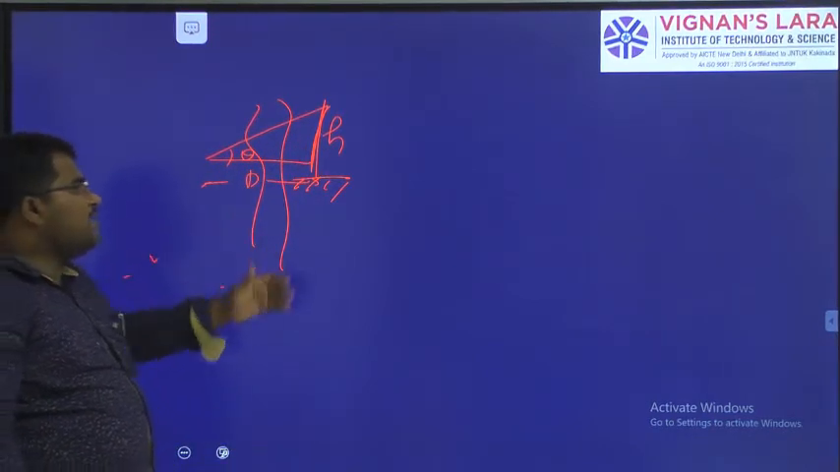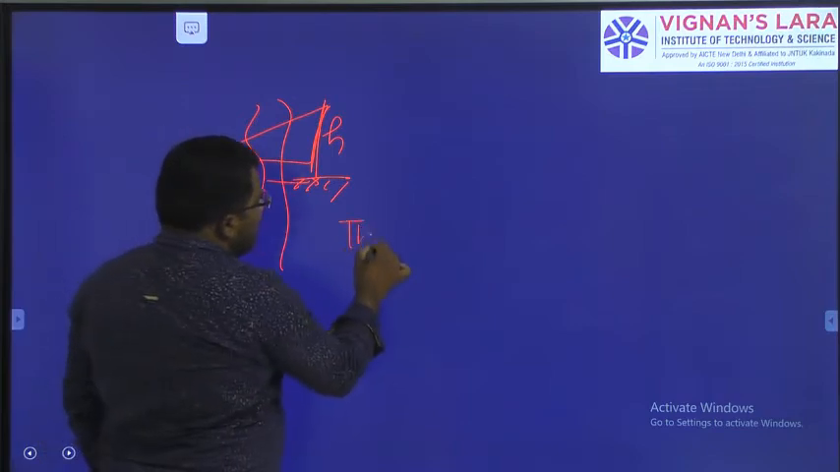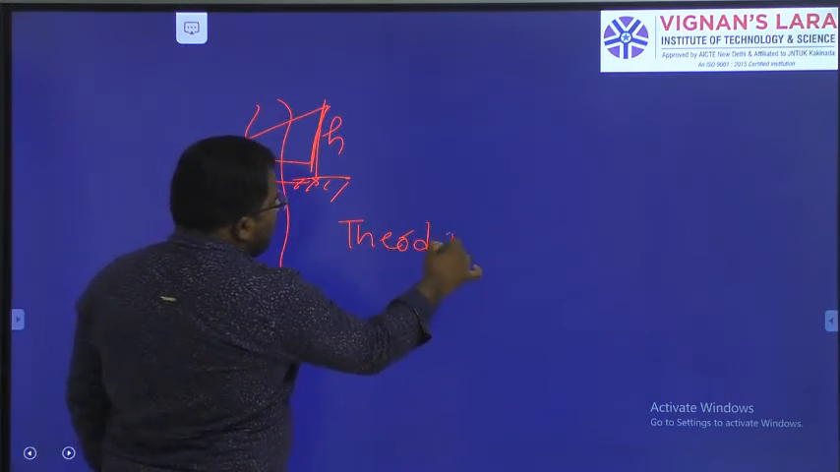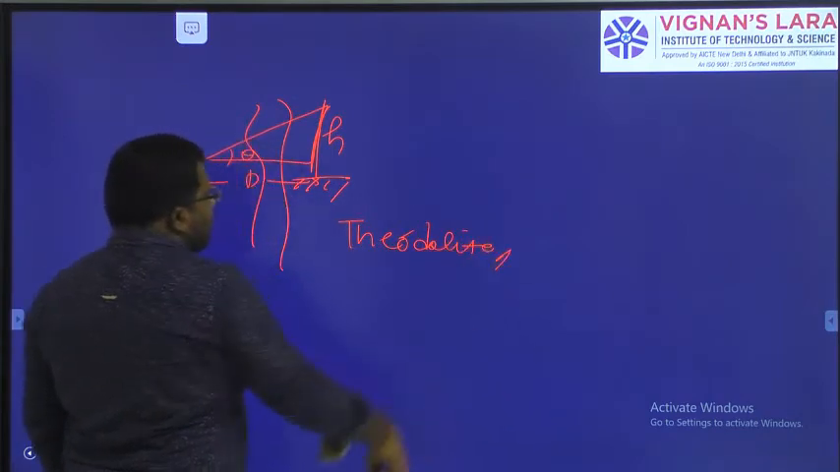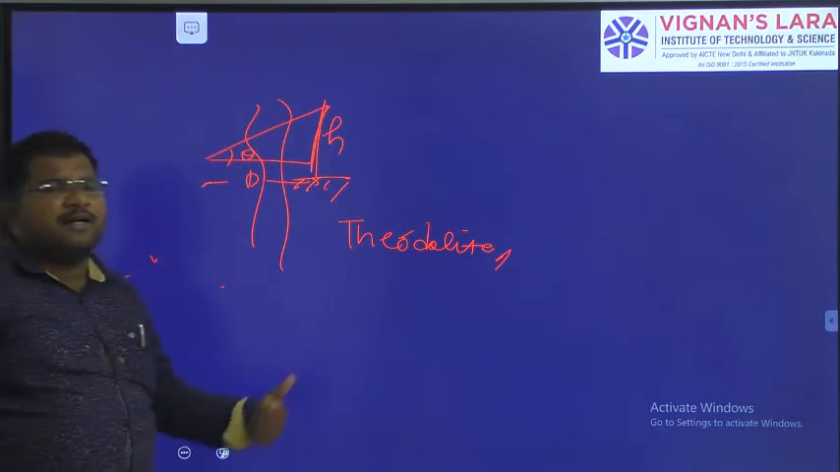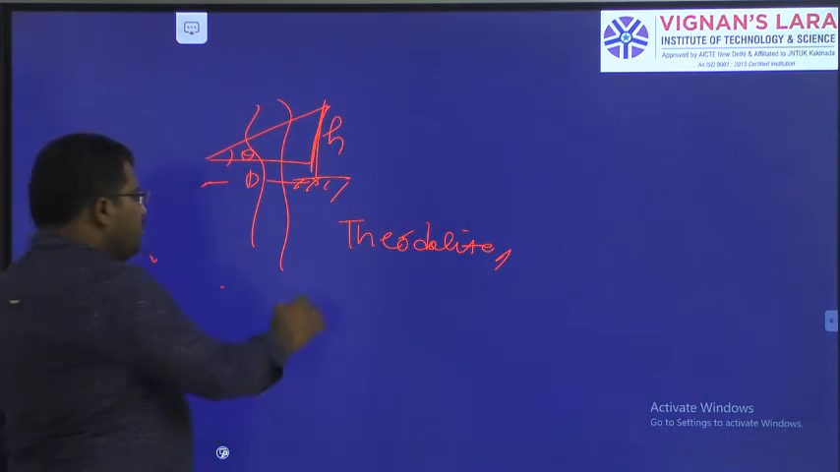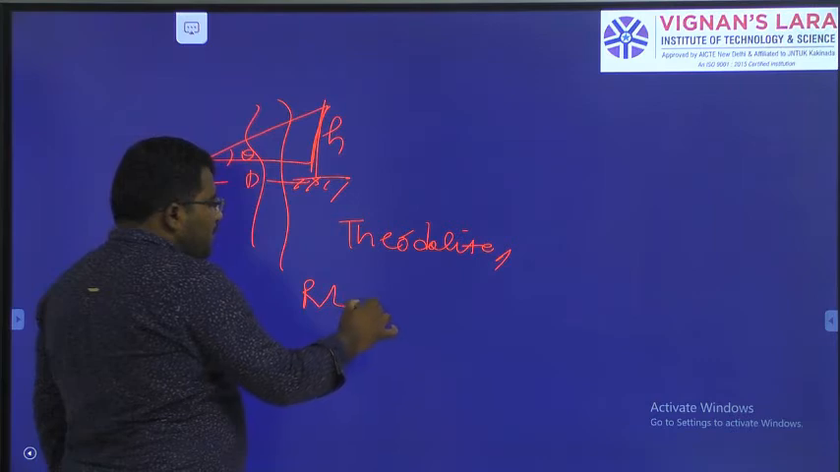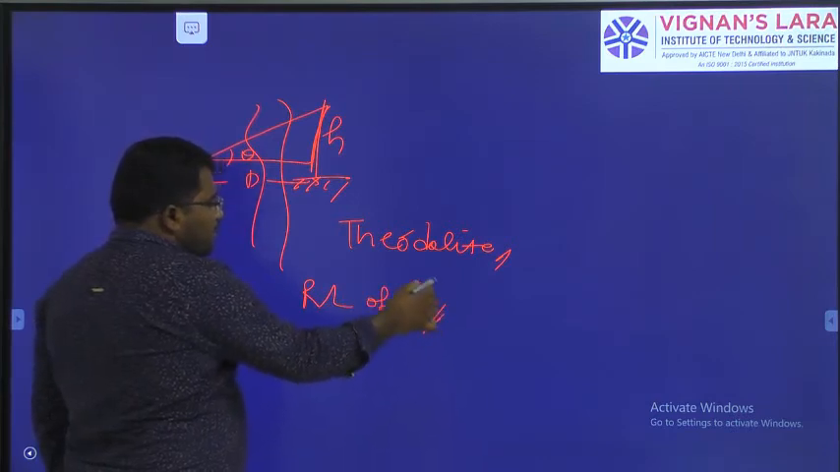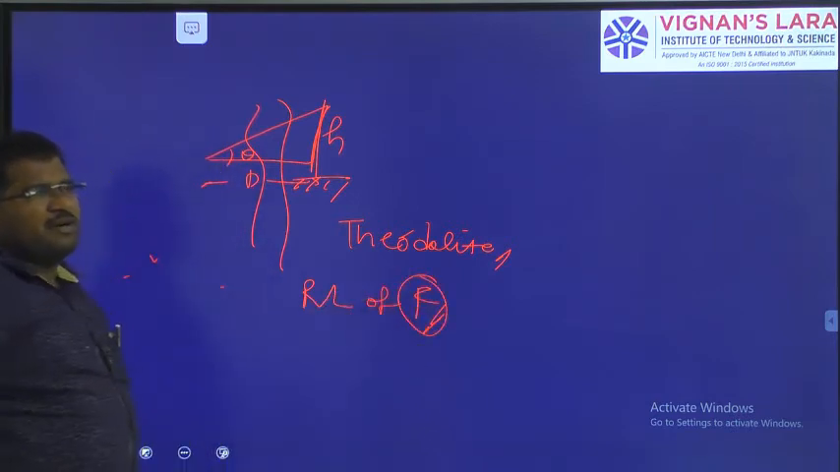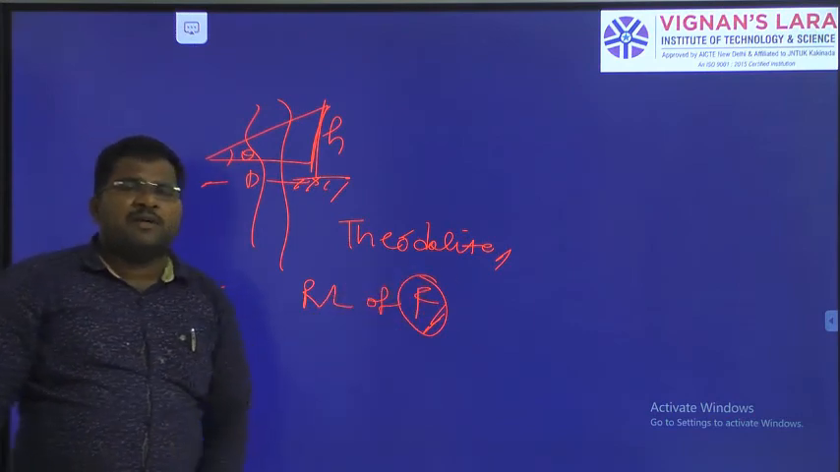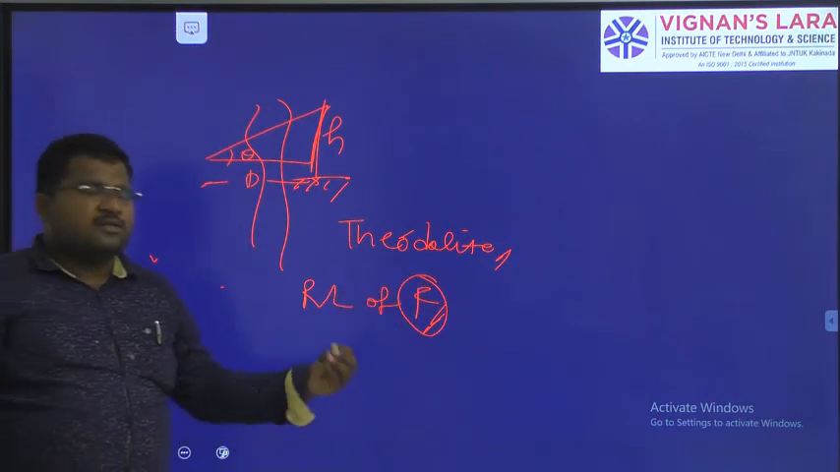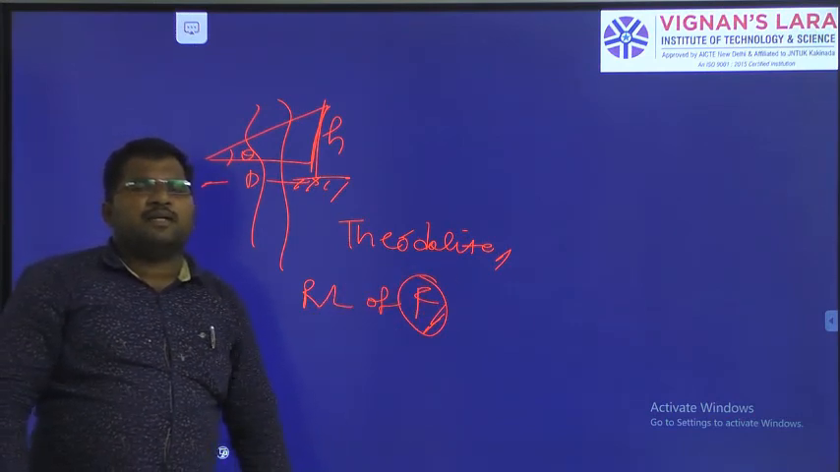In all these cases, everywhere in trigonometric leveling, we are going to use the instrument called theodolite, and finally we find out the reduced level of an object, whether it is called F or Q or anything else. The formula will be the same. So this is all about trigonometrical leveling.